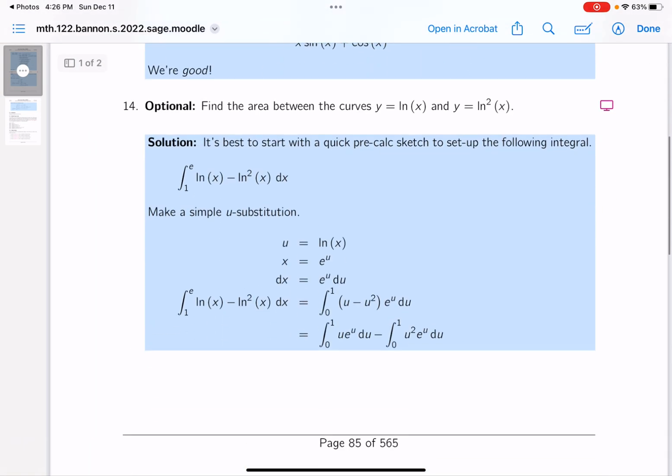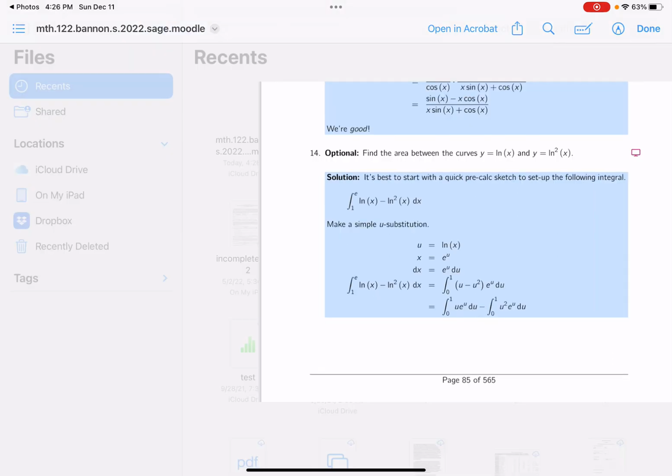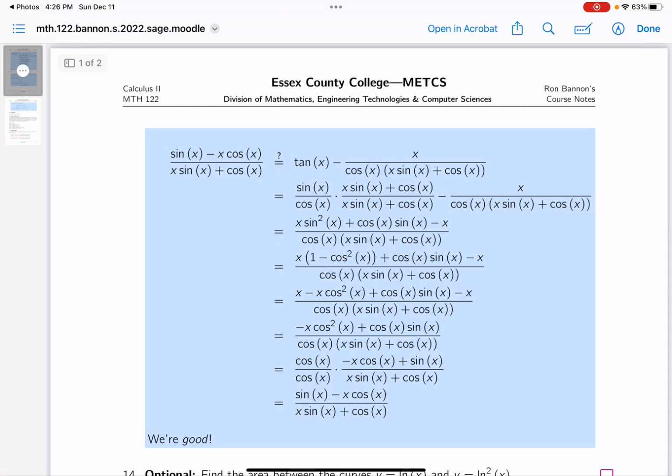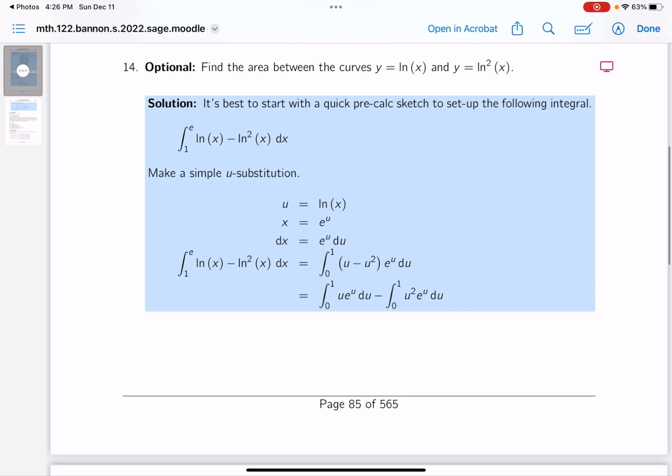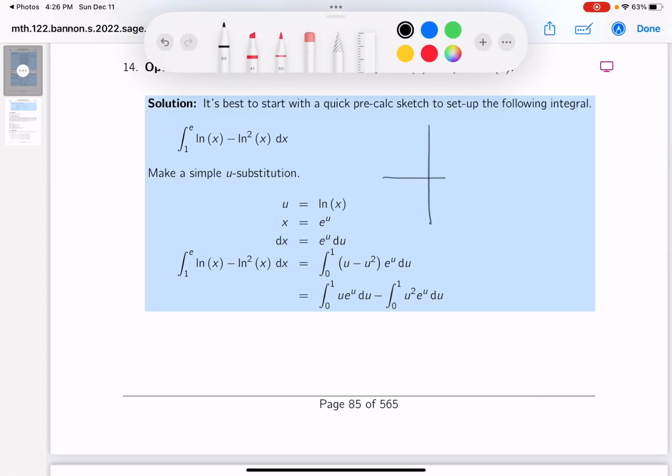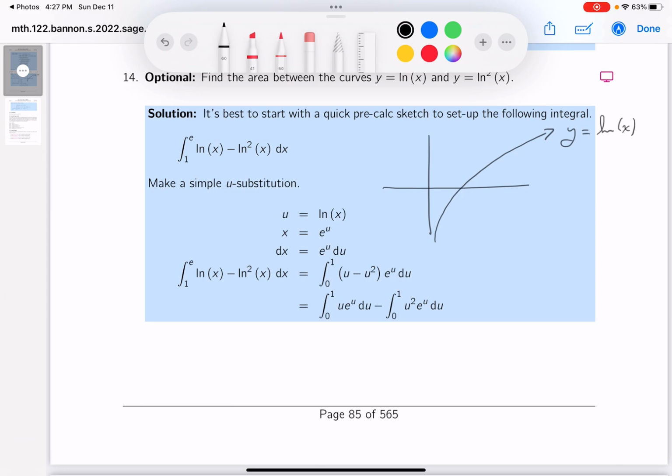I would graph it out. The natural log looks like this. That's y equals the natural log of x. And then if you square that, well, I guess it would sort of look like this over here. And this will come whipping back up and intersect somewhere over here.